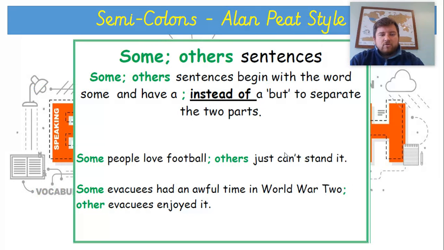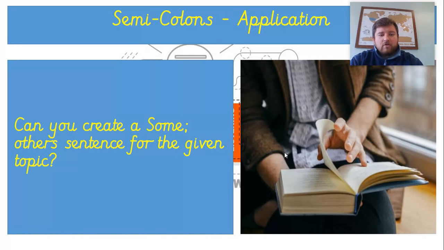This is an Allen Peet structure that you could use. Some, others. Some people love football; others just can't stand it. Some evacuees had an awful time in World War II. Other evacuees enjoyed it. Have a go at creating a some other sentence for the given subject. It could be reading or the picture. Pause the video and have a go.